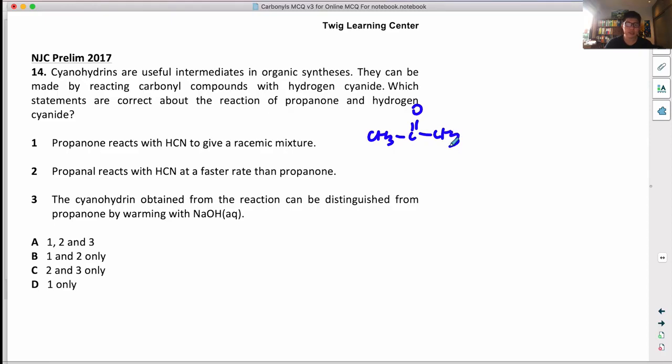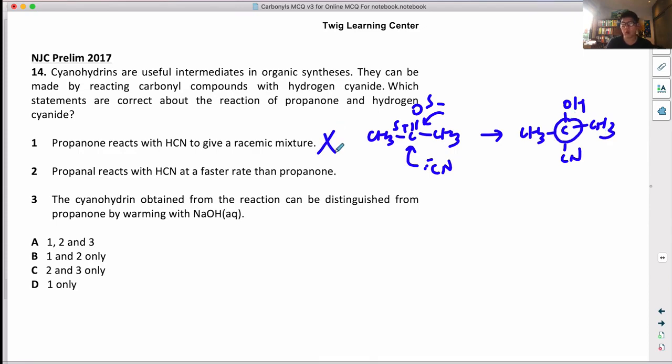Yes, the CN minus can attack from the top and the bottom of this carbon because it's trigonal planar. CN minus can attack from the top or the bottom, from both directions. But you look at the product at the end. This is of course your final product. The problem is this is not a chiral carbon, so you will not get a racemic mixture. So it's wrong.